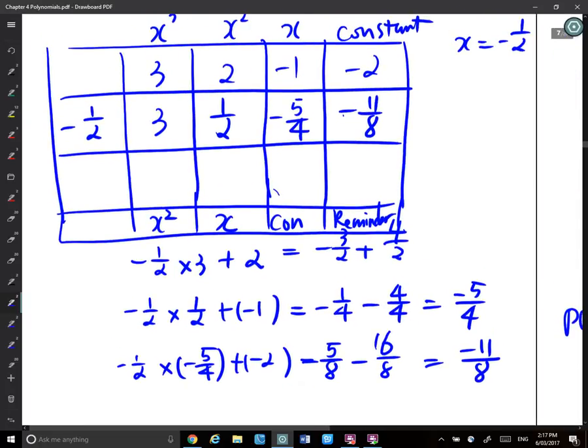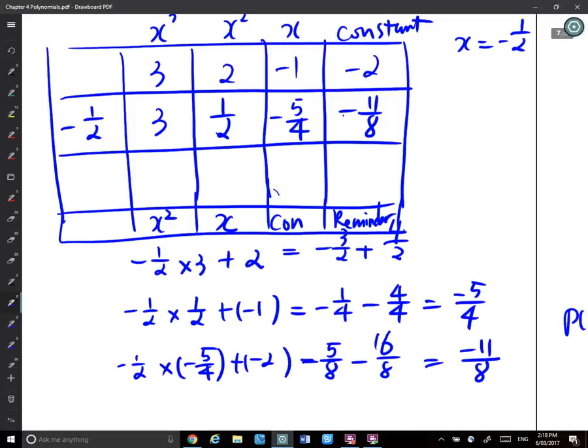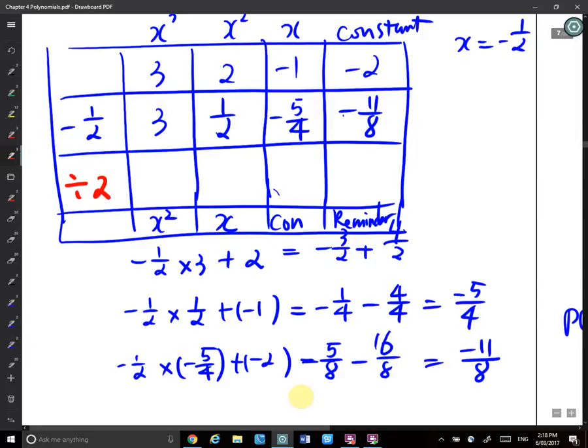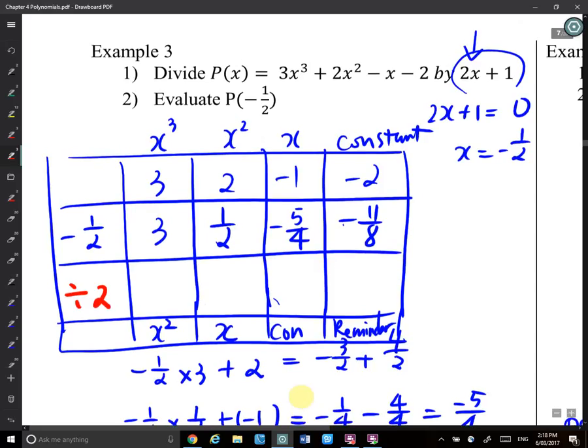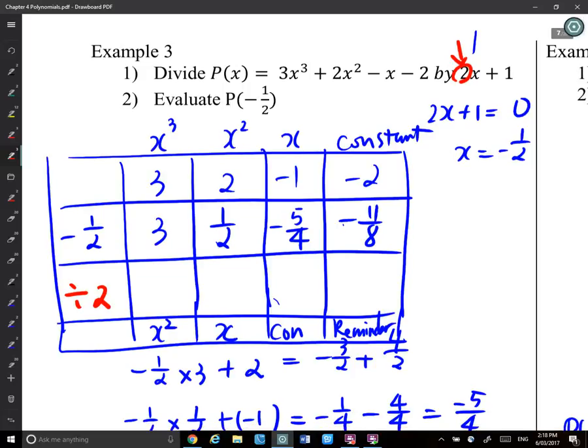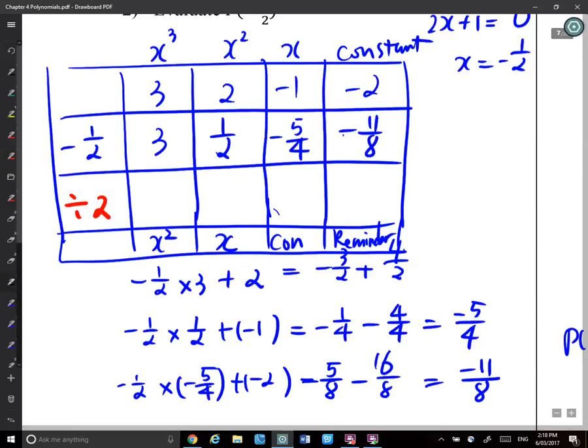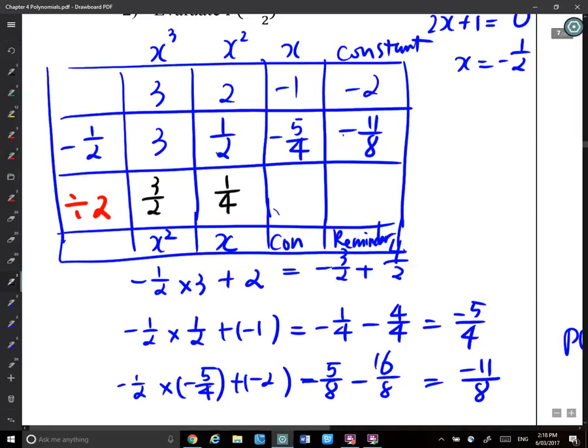But because that's not a monic linear, all the coefficients will not be correct. So what I will do is divide by the coefficient, which is this 2. Because it's not a monic linear, I have a 2 in front of this x, so I need to divide that down by 2. So this part now I will have 3 on 2, that is a quarter, and that is minus 5 on 8. But this one will still remain minus 11 on 8.